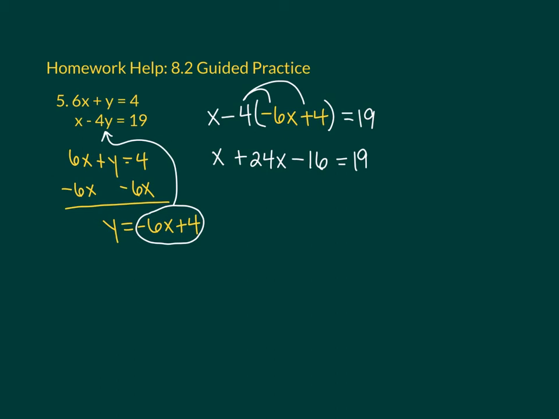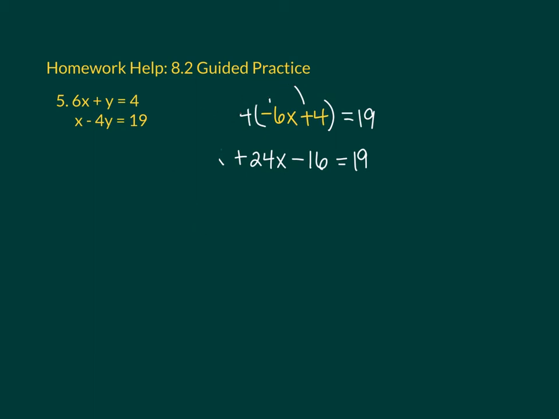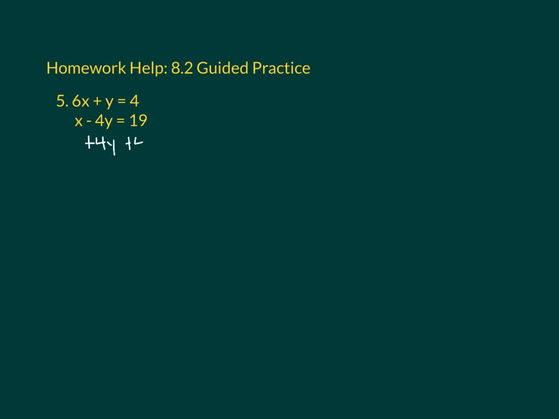So now I'll go ahead and do the other setup, where you are going to solve the second equation for x first instead. So remember, it doesn't matter which way you do it, you should end up with the same answer if you did it correctly. So let's take that second equation and we're going to solve it for x. So all you need to do is add 4y to both sides. So you get x is equal to 4y plus 19.